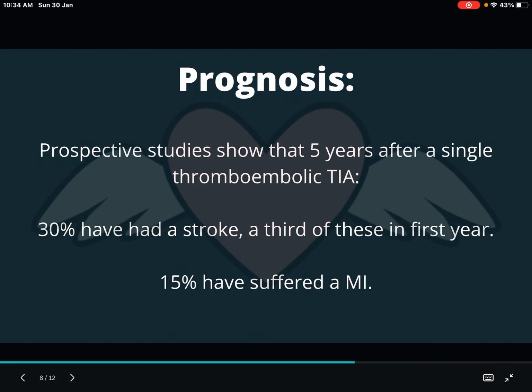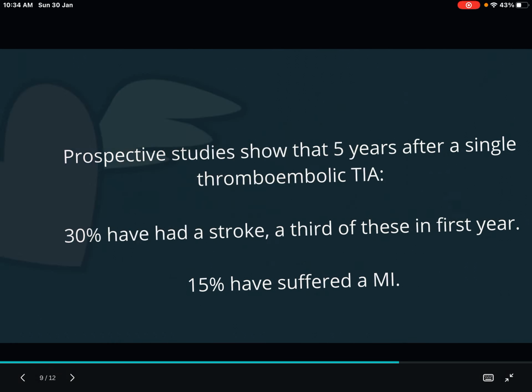Coming to the prognosis part. Prospective studies show that 5 years after a single thromboembolic transient ischemic attack, 30% of the people had a stroke, and a third of these occurred in the first year itself, and 15% have suffered a myocardial infarction. So that is what prognosis shows.